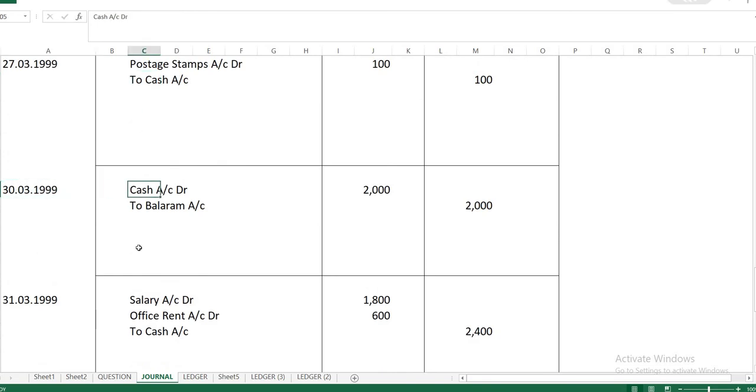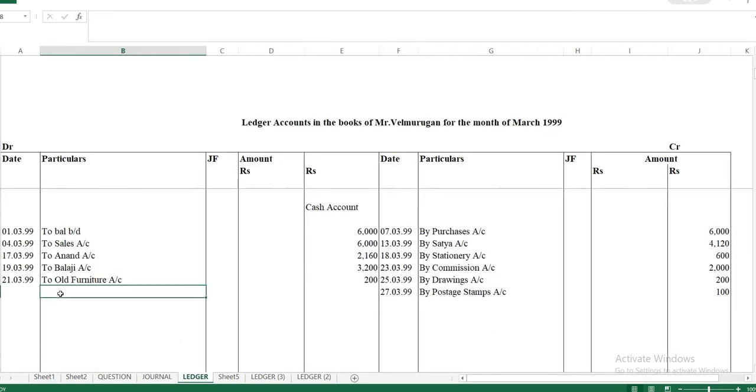On 30th March, cash account debit to Balram account. In the cash account, on the debit side, to Balram account. In the Balram account, on the credit side, by cash account with this 2000 rupees. So first let us finish cash account to Balram account. In the cash account, if you are going to receive, it will obviously come under the debit side only. If you are paying, it will go under the credit side of your cash account.